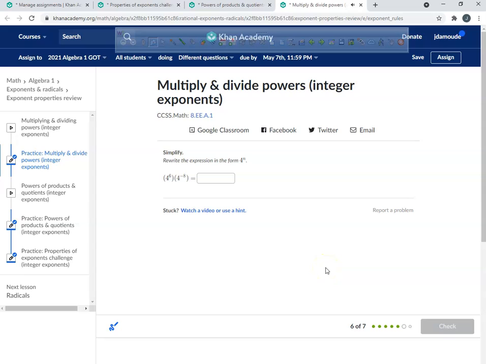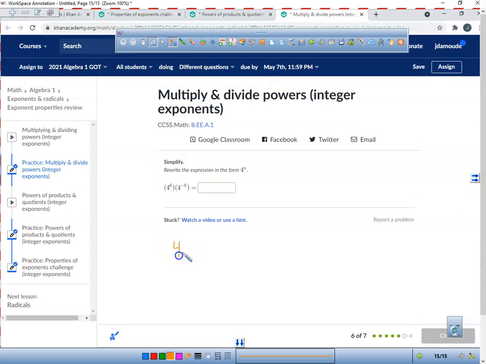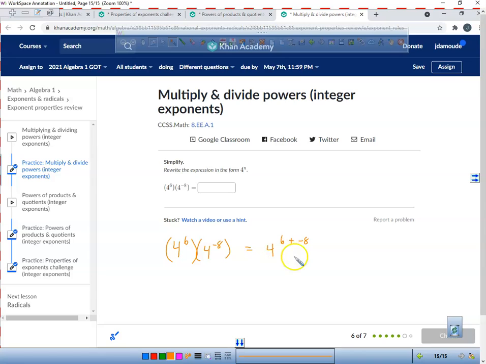All right, last one dealing with the product property. This is the product property because they're being multiplied. So when you see this right here, you just add the exponents together. If you see 4 to the power of 6 times 4 to the power of negative 8, all you got to do is take the 6 and add the negative 8. 6 plus a negative 8 is negative 2. I'm done.